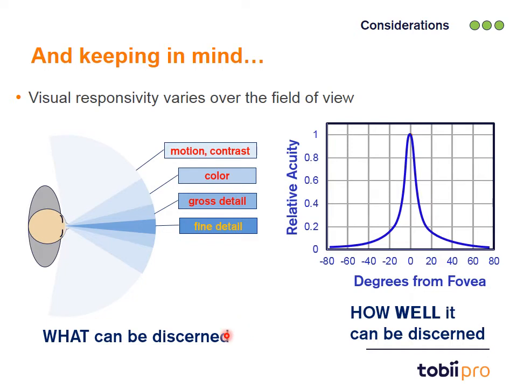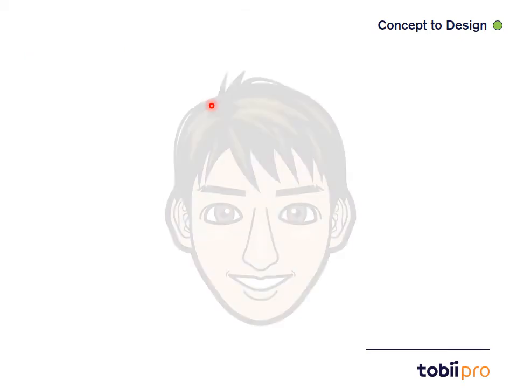So the point of this slide is to show that not only what the system is able to discern varies in terms of its location in the visual field, but the acuity with which we can discern it also varies as eccentricity increases, or as we move further and further from on axis. And let's see how that manifests in terms of the concept to design translation.